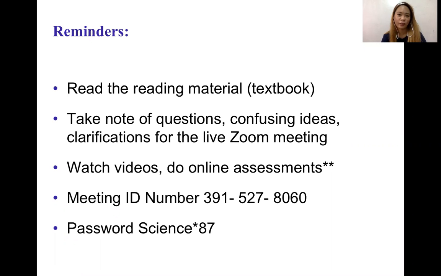So before I start with our first ever lesson, I just have a few reminders for everyone. After watching this recorded video, you have to take note that you have to read the reading material. The textbook is uploaded on your LMS. I have indicated the page numbers that you have to read.